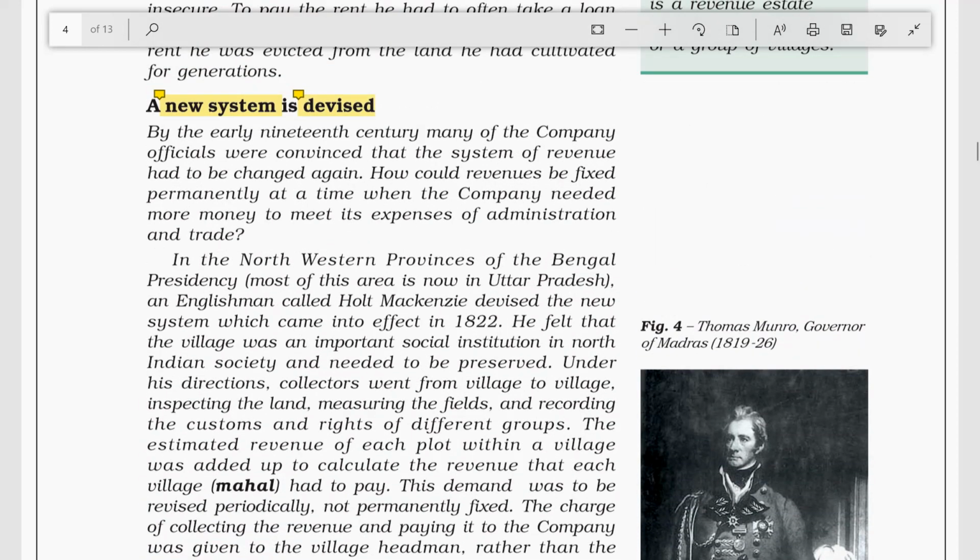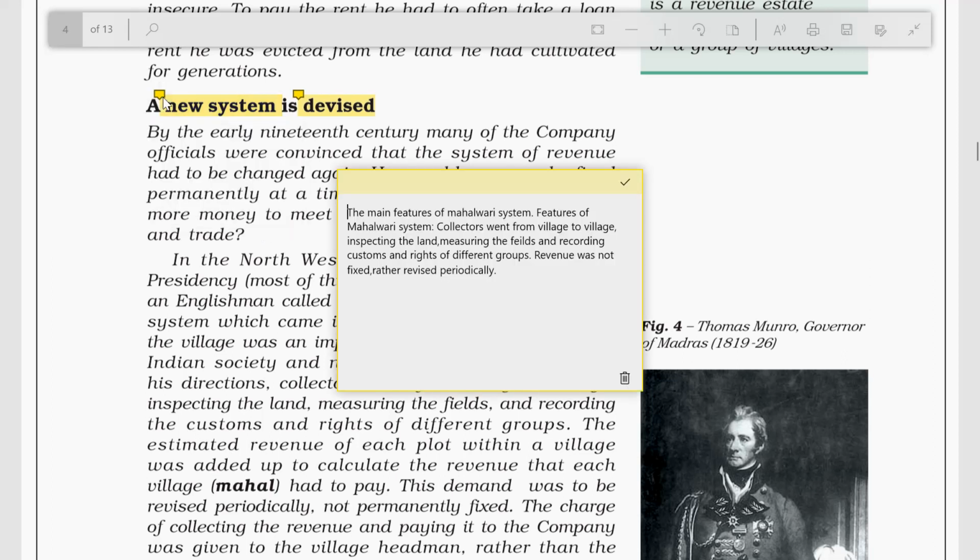As we discussed earlier, they started improving the agriculture system in India. So under that system they started taking tax from the farmers. First of all, they introduced a new system. That system was known as Mahalwari system. Mahal means village. Earlier, they were facing so many problems regarding tax collection. So they appointed village headmen for collecting taxes periodically. Now, under this Mahalwari system, they appointed collectors.